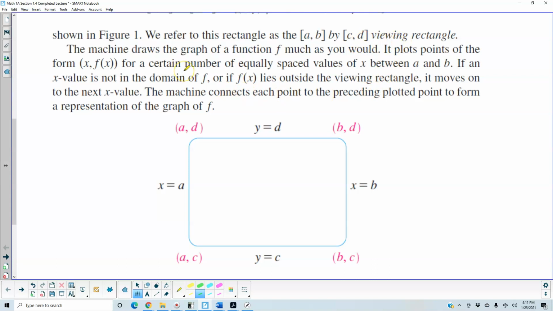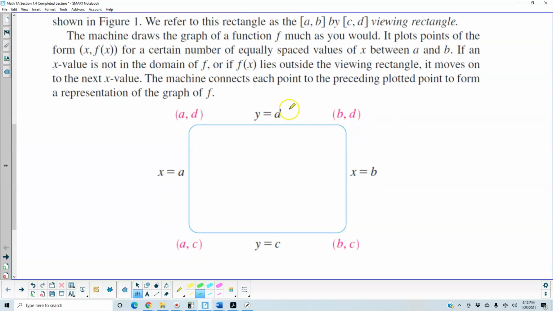The machine draws the graph of a function f much as you would. It plots points of the form (x, f(x)) for a certain number of equally spaced values of x between a and b. If an x value is not in the domain of f, or if f(x) lies outside the viewing rectangle, it moves on to the next x value. So the machine connects each point to the preceding plotted point to form a representation of the graph of f.